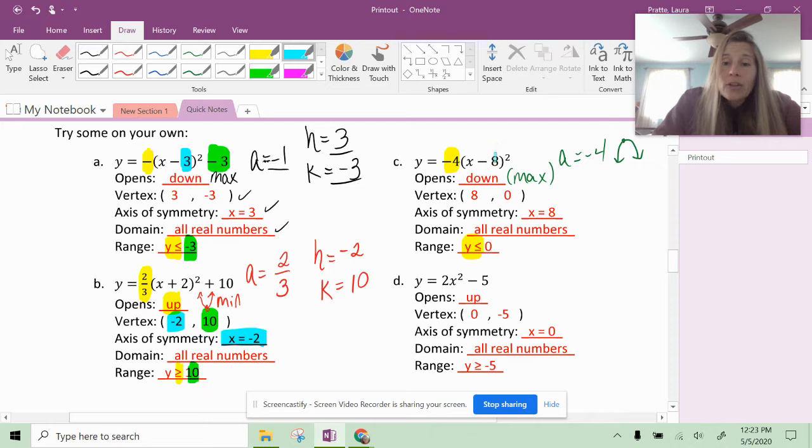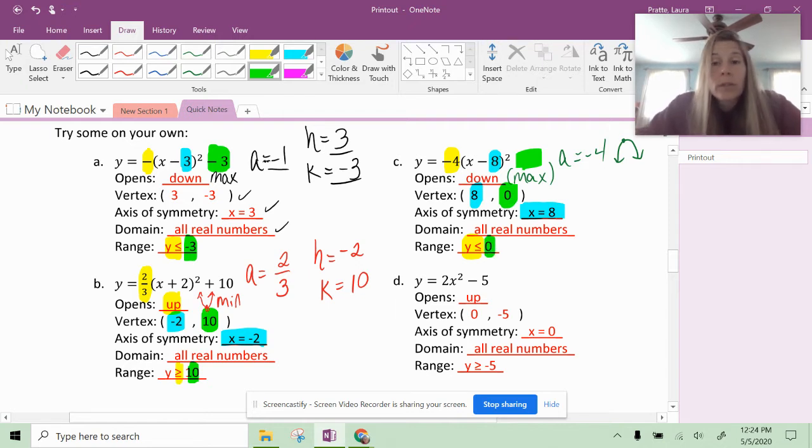So now my h is 8. So the first part of my vertex is 8. The axis of symmetry is x equals 8. My k value, what's my k value? Well, there is no k value here, so that means it's 0, and that means y is less than or equal to 0.